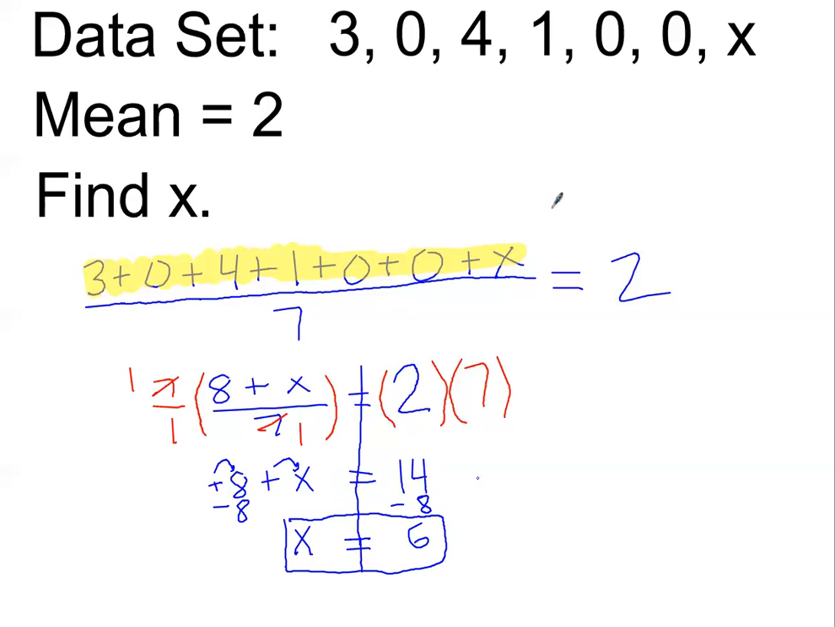And I was going to check my solution anyway. If I substitute 6 in for x here, remember that the sum of everything except for x was 8. So this would be 8 plus 6. 8 plus 6 is 14, divided by 7 is 2. Anyways, I hope this video is helpful, even though I subtracted wrong.